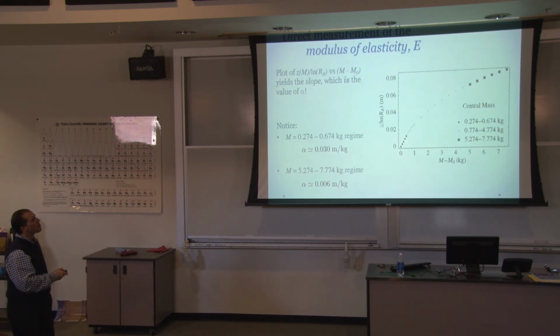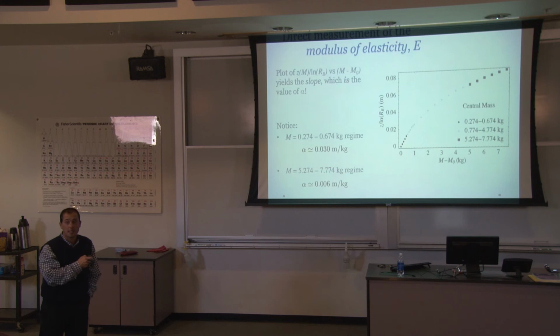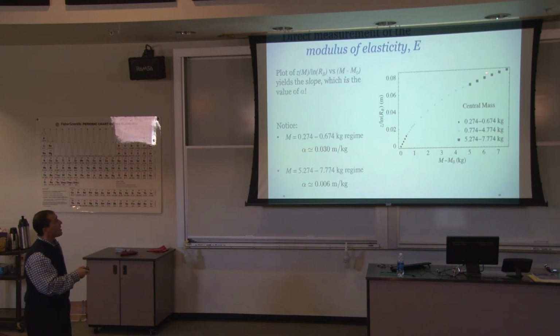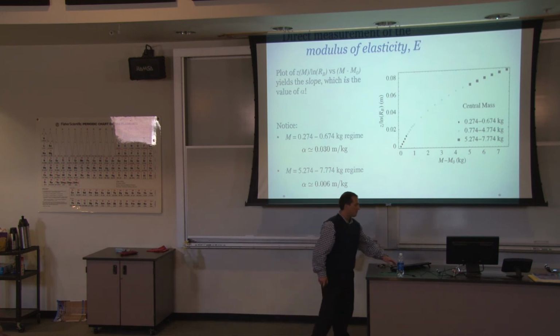But then in this large mass regime, out here, the slope becomes smaller, just as I suspected we needed to have happen in order for our data to become good. In this regime, alpha comes out to about 0.006. It's about 1/5 as big as it was in the small mass regime.